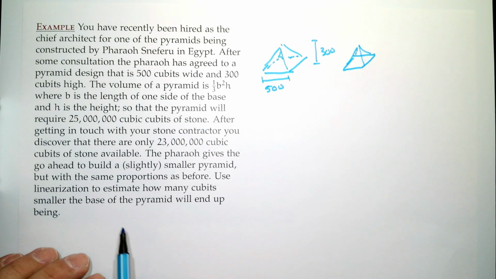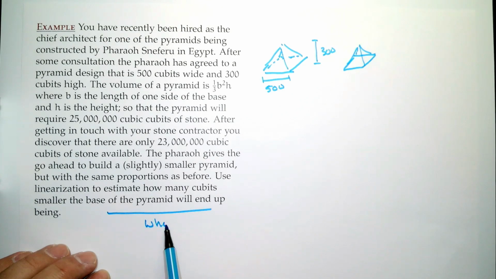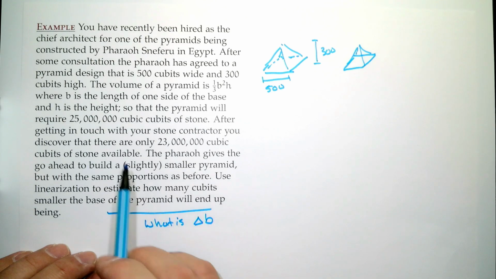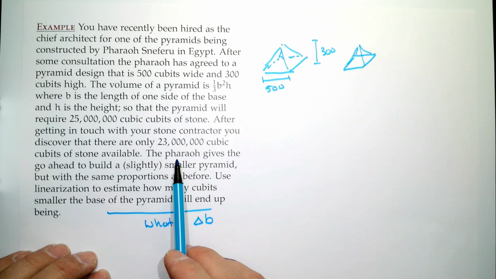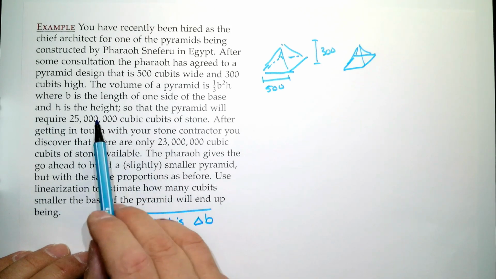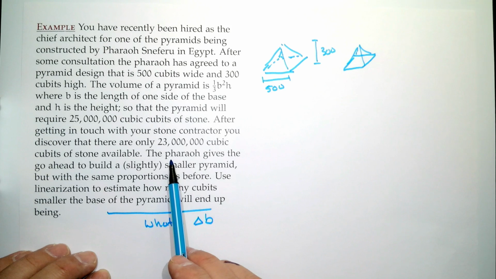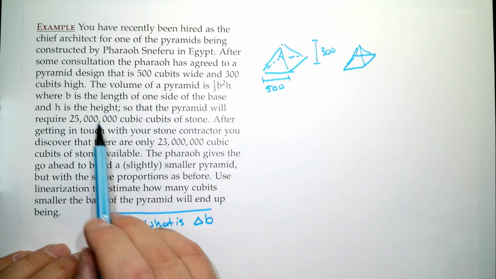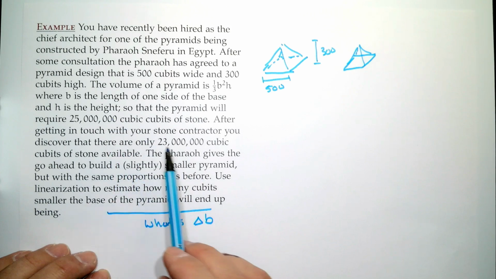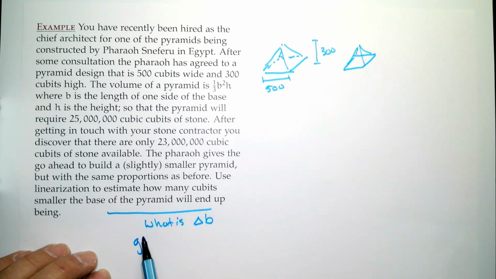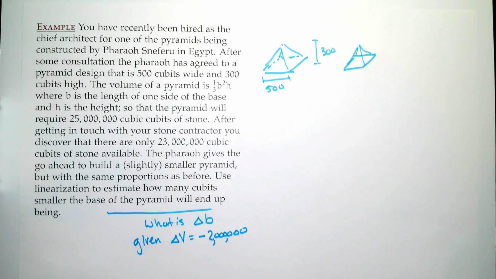So our goal here is we're trying to figure out what is our change in our base. Now what do we have? Well, we went from 25 million cubic cubits to 23 million cubic cubits. What is that telling us? Well, it means we lost 2 million cubic cubits. So given the change in volume is negative 2 million. So that's the problem.